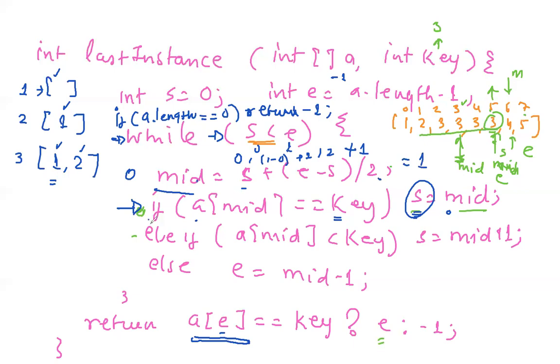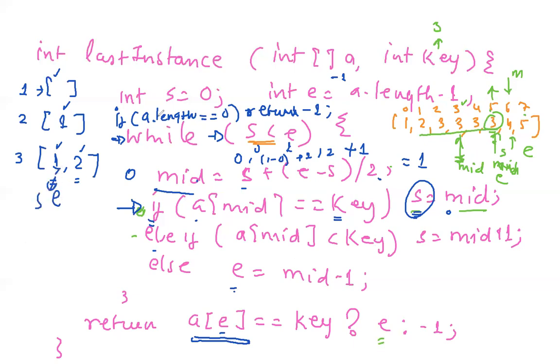right? You say like, hey, is A of mid equals to key? No, because I'm looking for 1 and it's 2. You come here, is A of mid less than key? No, because I'm looking for 1 and A of mid is 2. So your end becomes mid minus 1, right? So your end is here, your start is here, right?